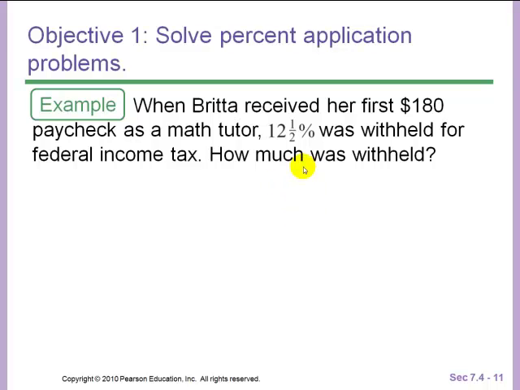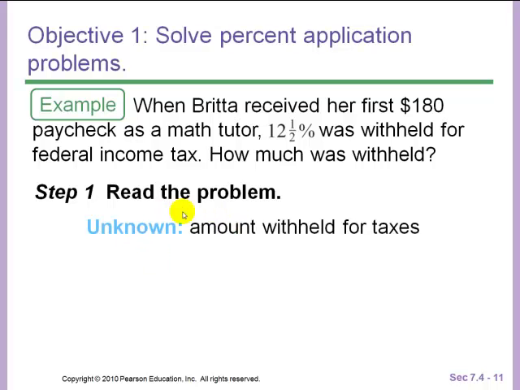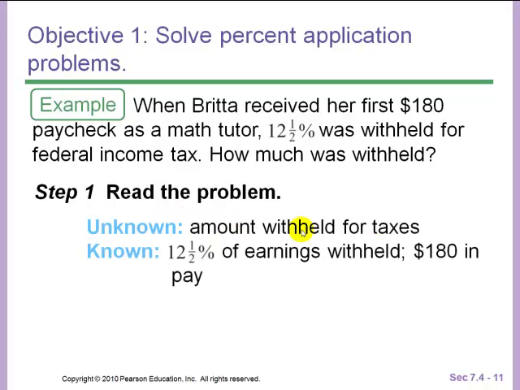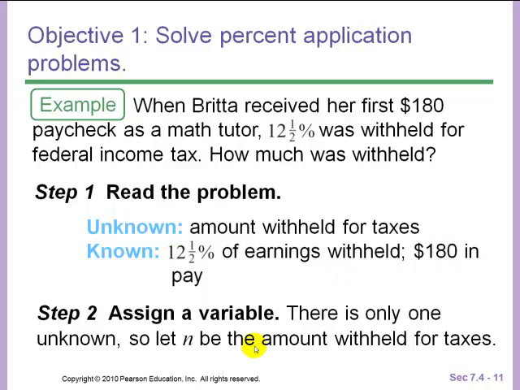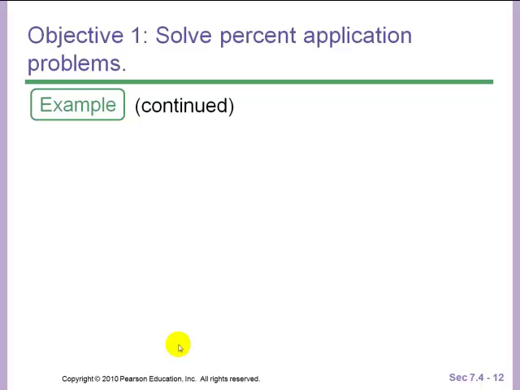Another example. When Britta received her first $180 paycheck as a math tutor, 12.5% was withheld for federal income tax. How much was withheld? So if we read the problem, the unknown is the amount withheld for taxes. What is known is that 12.5% was withheld and that her total paycheck was $180. The only unknown is the amount withheld for taxes, so we'll let that be n.